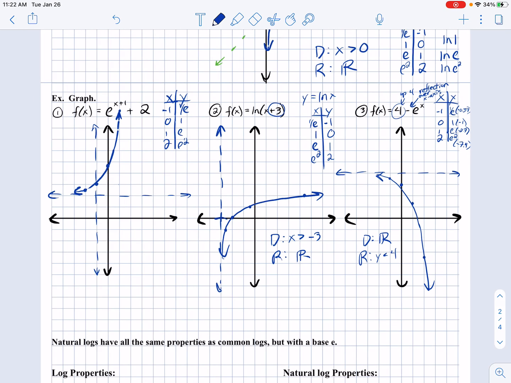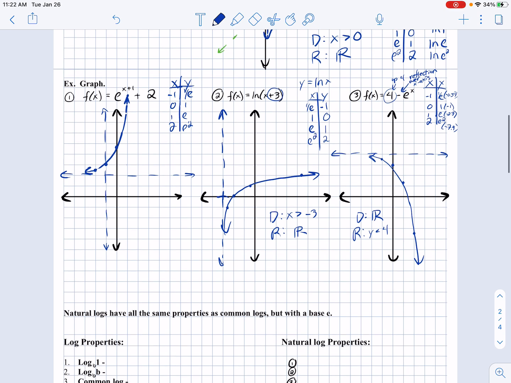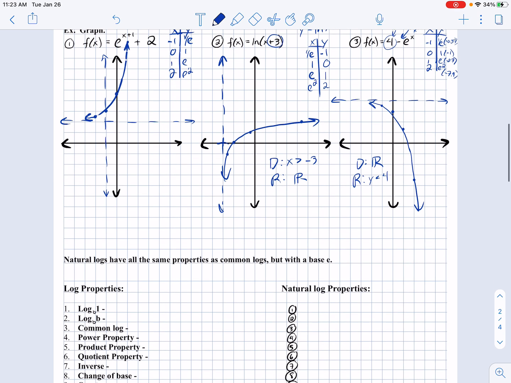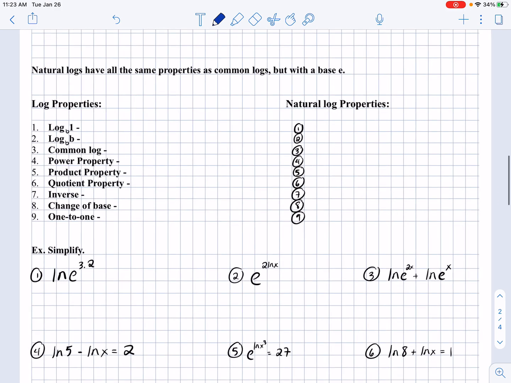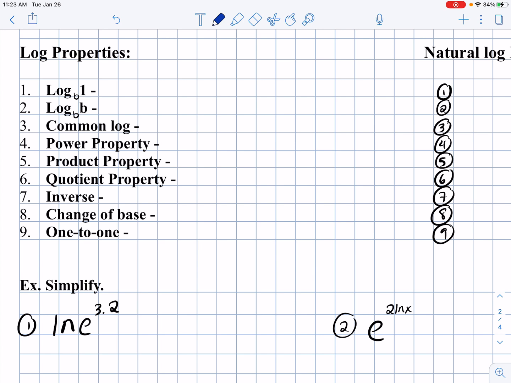numbers. Okay, exponential functions with a base e and natural log functions, both being graphed just like exponential functions, growth or decay, and log functions. Therefore, the properties are identical to your log properties. Natural log properties are the same as your log properties. So if you remember, the log of 1 always equals 0, right? B to what power gets you 1? The log of b with the base b always equals 1.